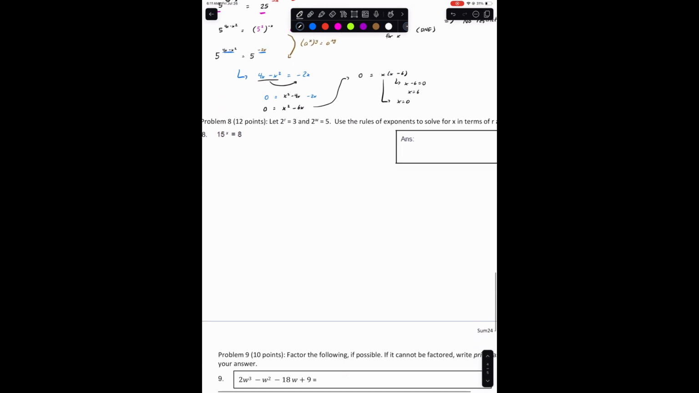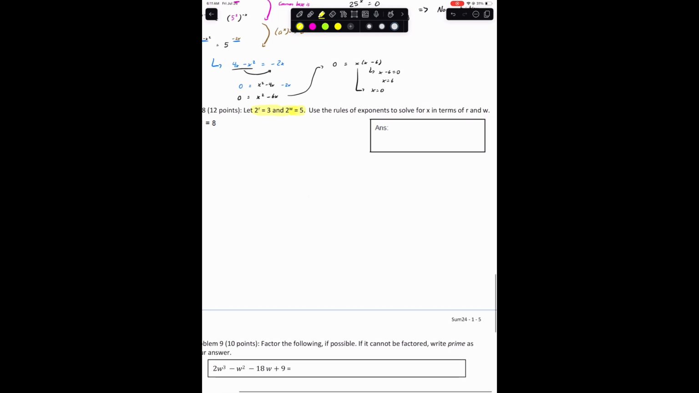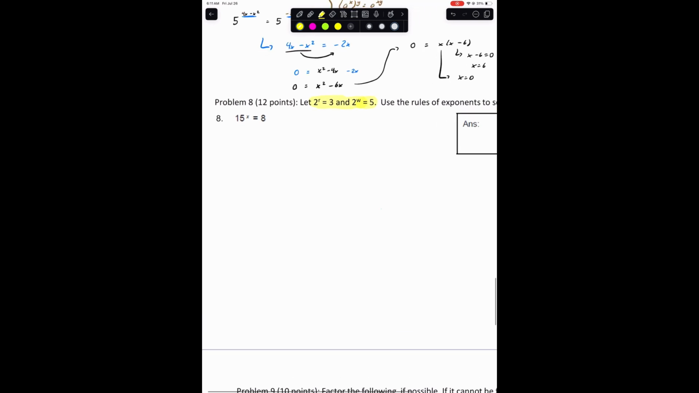Okay. Problem 8. We have these laws, these rules given to us. And it says use the rules of exponents to solve for x in terms of r and w. What this means is that when I'm simplifying, I need to rewrite numbers to be in terms of 3 and 5 only.